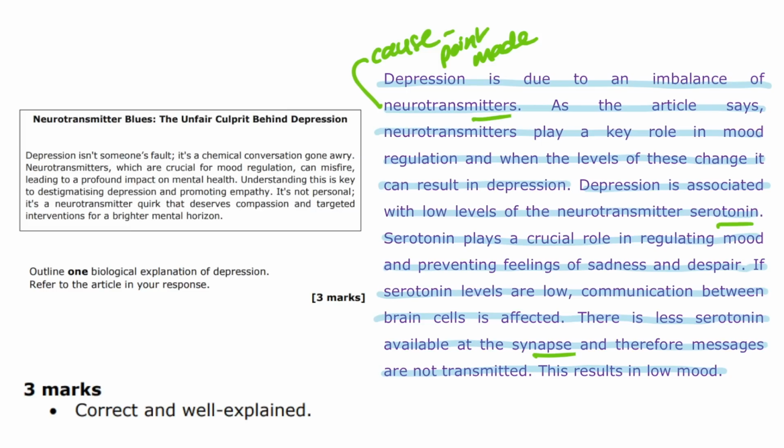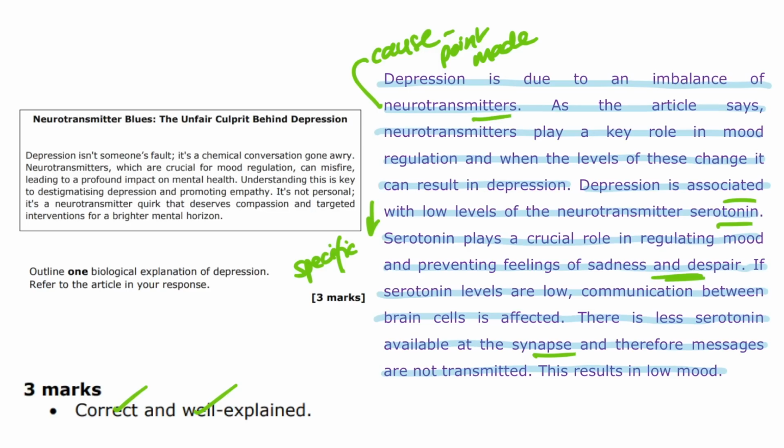By including a specific example of a neurotransmitter involved in depression, serotonin, this adds the level of detail required to meet the requirements of the full marks. By explaining that depression is associated with low levels of serotonin, the response is made really specific and detailed. The mention of serotonin's crucial role in regulating mood and preventing feelings of sadness and despair again further contributes to the detail of the response.